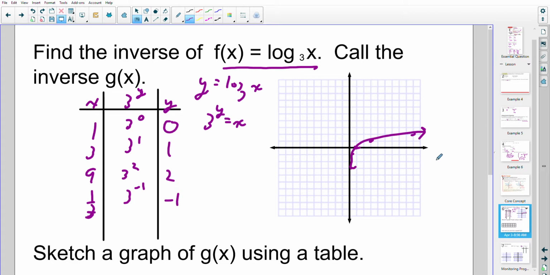I would not, I repeat, I would not do transformations on the logs unless it's very, very easy. Instead, what I would do is just do a quick table, get three or four points, plot them, and draw it.